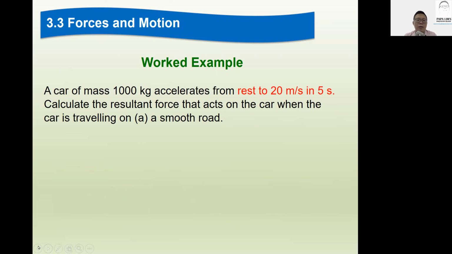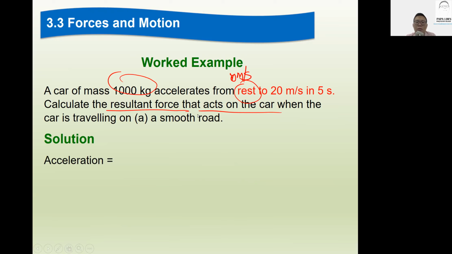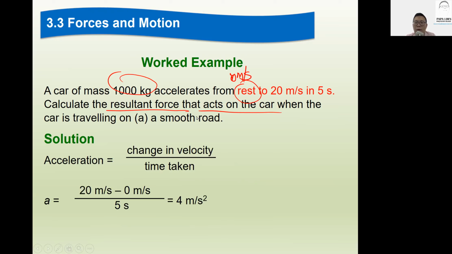Then same thing for another question. When I have forces acting on the object, the mass is 1000 kg, and it starts from rest. Rest means speed is 0 meters per second. What is the resultant force acting on the car when the car is moving on the smooth road? The acceleration you can find based on the formula: change in velocity, which is final minus initial. Initial is at rest, which is 0 already. If you substitute the numbers in, you'll find that the acceleration of the object is 4 meters per second squared.